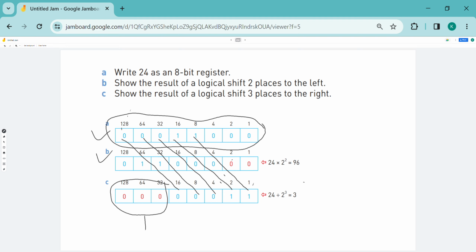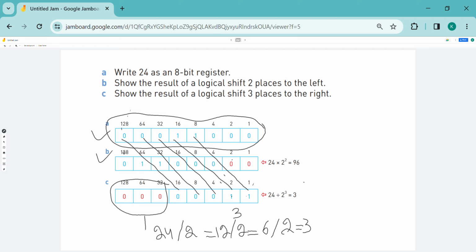Now you can see here the result of this shift is 2 plus 1, which is 3. The number that was given to us is 24. We are going to divide it by 2, and the answer is 12. Again divided by 2, the answer is 6. And then we are going to divide it again by 2, and the answer is 3.